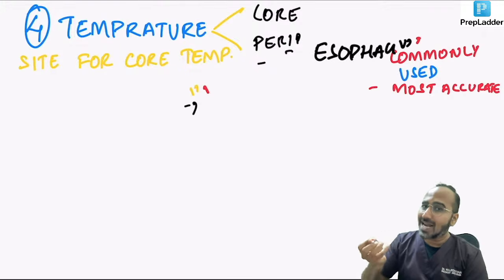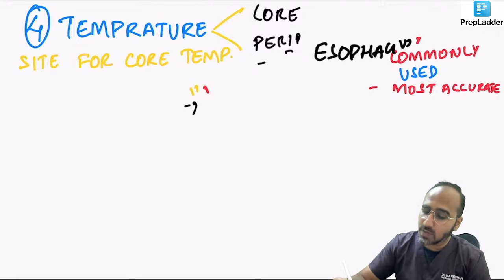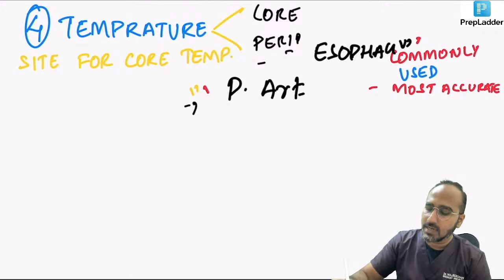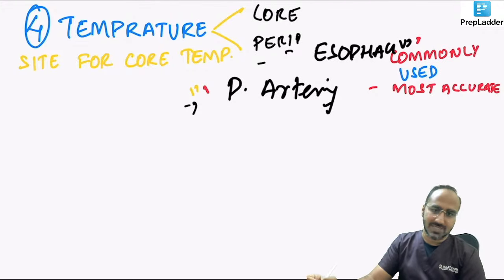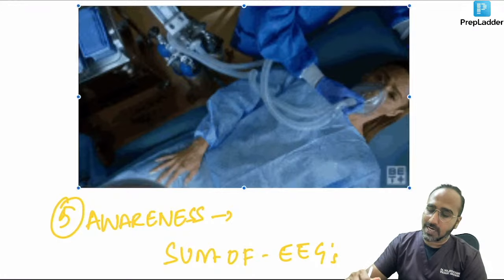But it is not that accurate. The most accurate site for monitoring the temperature is the pulmonary artery. Pulmonary artery is the most accurate site, but again, it is an invasive thing. That's why commonly we use the esophagus for temperature monitoring. Okay. One more thing you monitor, guys. What do you monitor?